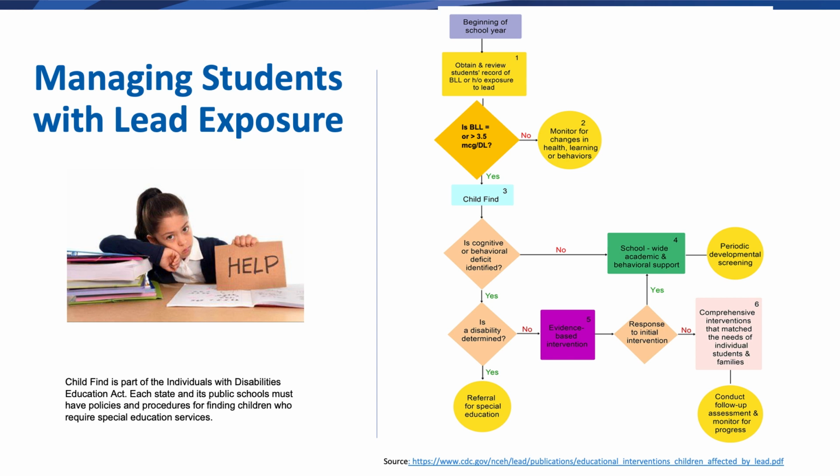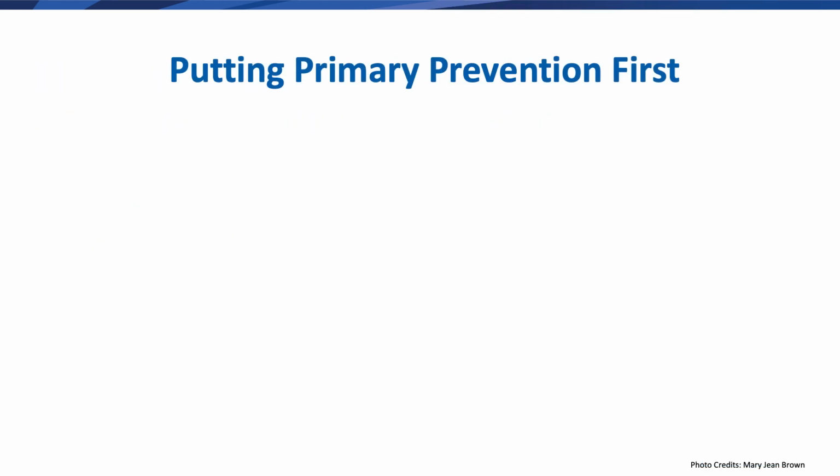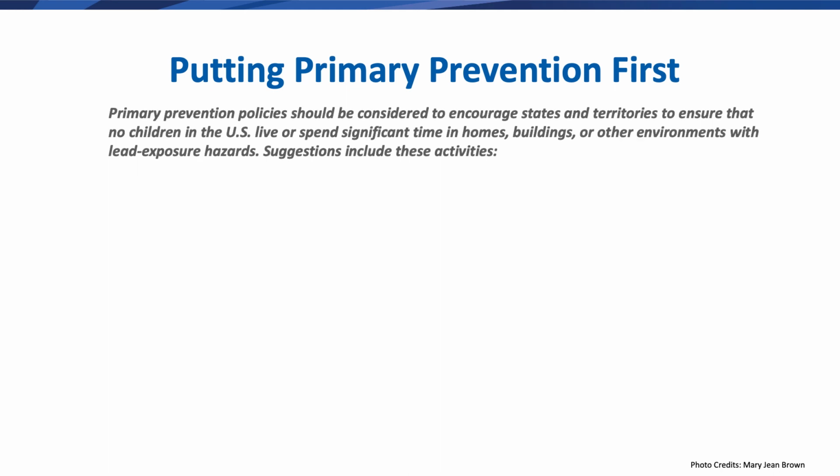A picture of a girl child at a desk, and on the right a diagram of interventions for lead-exposed children. But really, what we need to do is put primary prevention first, and we need to work with states and territories to ensure that no child in the United States lives in or spends a significant amount of time in homes, buildings, or other environments with lead exposure hazards.